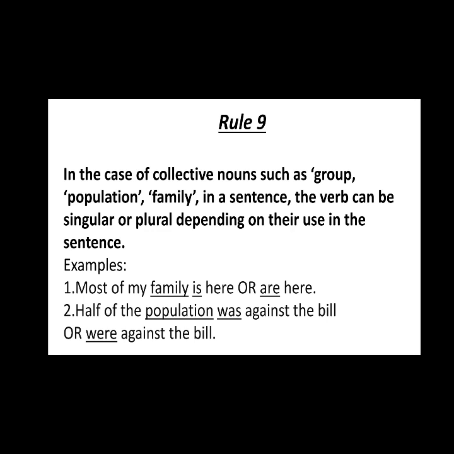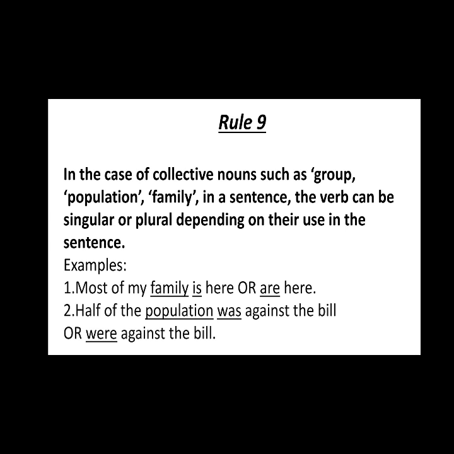And rule 9. In the case of collective nouns such as group, population, family, in a sentence, the verb can be singular or plural depending on their use in the sentence. It might be plural, it might be singular. It's not fixed. It depends on the sentence. Like here, most of my family is here. You can put both, singular or plural. Most of the family is here, most of the family are here. Because you are not delivering particular data, you can use both. Or half of the population was against the bill, or half of the population were against the bill.